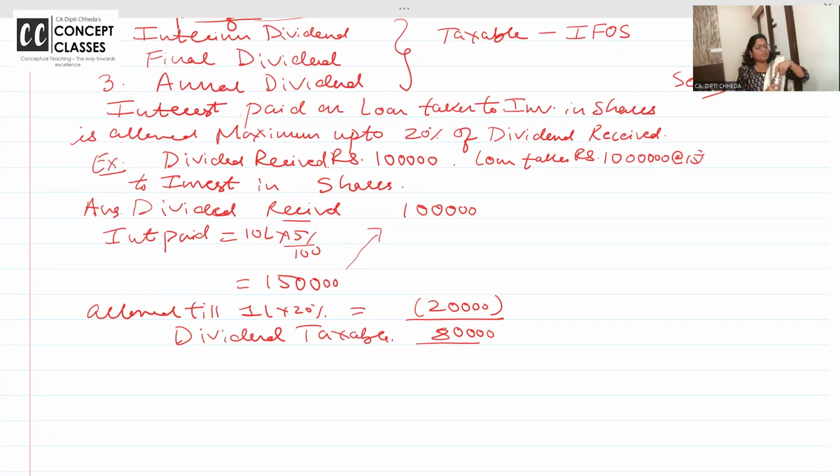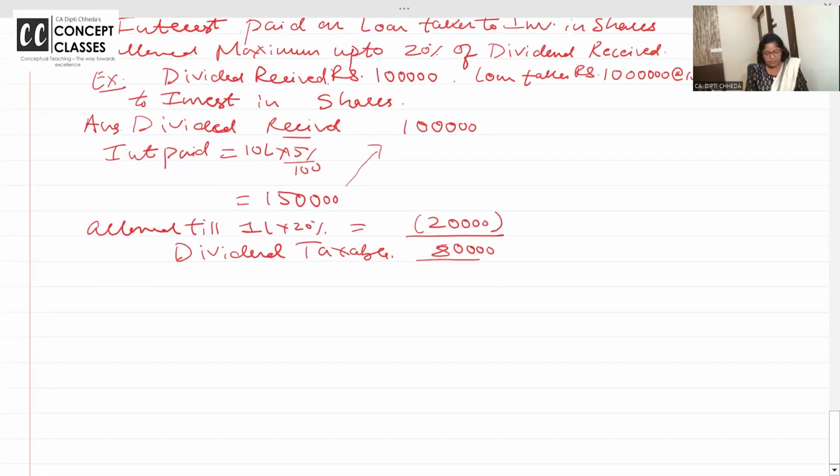Chat box I have kept on the right hand side corner, so if you have any doubt you can ask. And then maximum. See, if I deduct all the interest, what will happen, dear students? I have earned dividend 1 lakh, but I have paid interest 1,50,000. So 50,000 is loss. Can we show loss in other sources? Yes, but this is not allowed. They said interest paid is deductible only up to 20%. Clear? Chalo, now. Example is clear. Next.